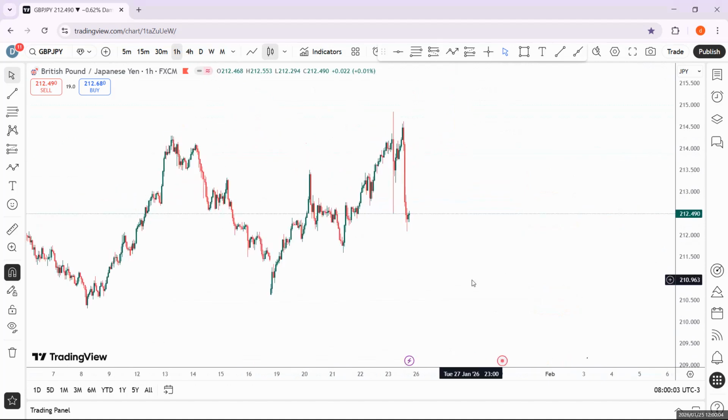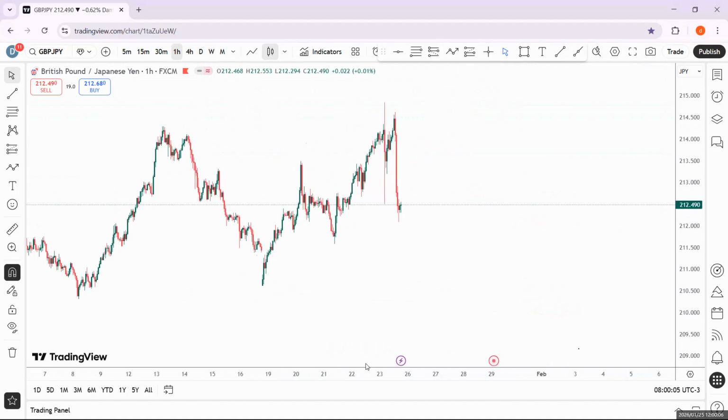For example, this is the 1 hour time frame and we are on GBP JPY. These are fresh opportunities for the week. The first opportunity, how did we trade it, where we made so much money the previous week? We brought out the Fibonacci from the low.